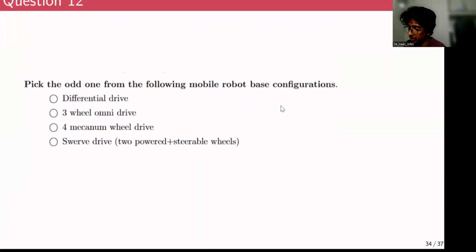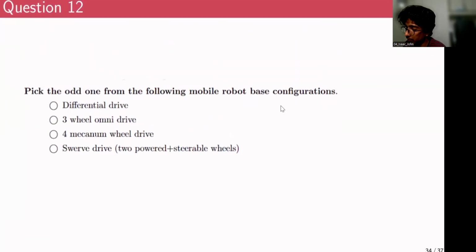The second last question: pick the odd one from the following mobile robot base configurations. So out of these four, which of them is the odd one out? Is it the differential wheel drive? Is it the 3 omni wheel drive? Is it the mecanum wheel, or is it swerve drive? Because if you can recall the definition of holonomic and non-holonomic robots, the last three are basically holonomic mobile robots.